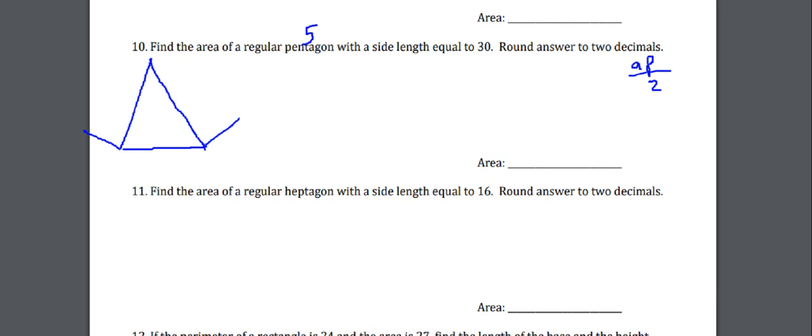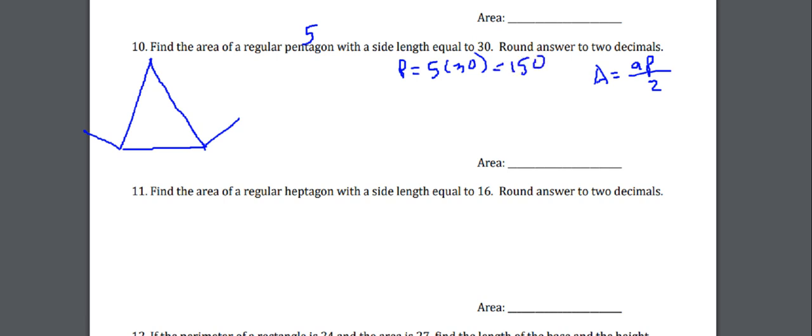Alright, so now we get into the area of a regular polygon. It's a regular pentagon. A pentagon's got 5 sides. And area equals apothem times perimeter divided by 2. So it tells us first the side length is 30. Well, again, to find the perimeter, if there are 5 sides and each of them are 30, all I need to do is 5 times 30, and we're going to get the perimeter is 150.